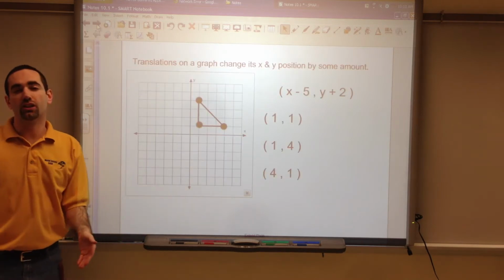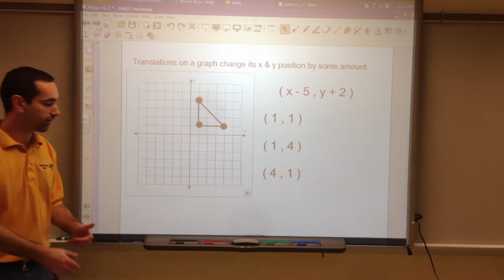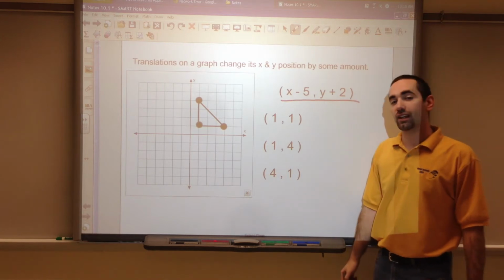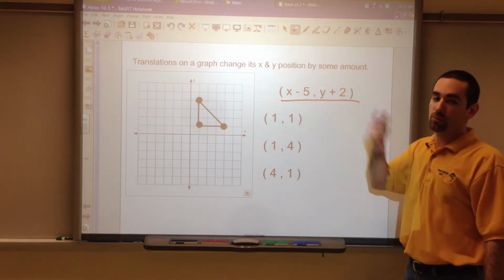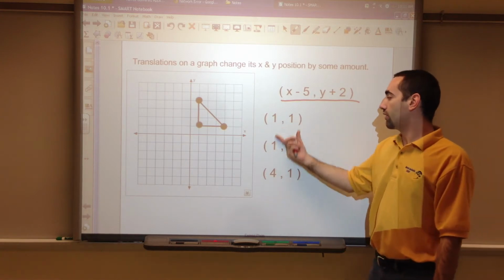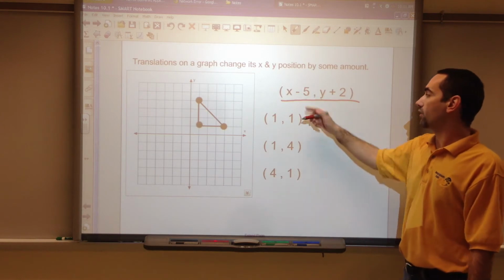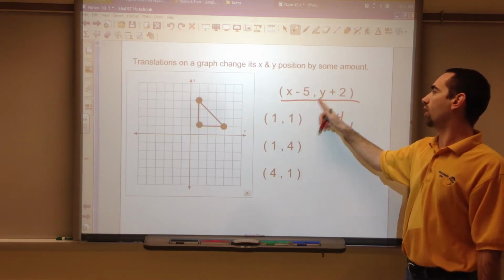Now, translation done on the graph is done by changing its x and y position. One way we see it is represented like this, where it specifically mentions how much x has changed, how much y has changed. So here's my original points for my triangle. So I'm going to apply this translation. 1 minus 5. 1 plus 2.